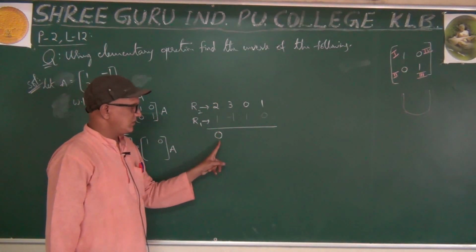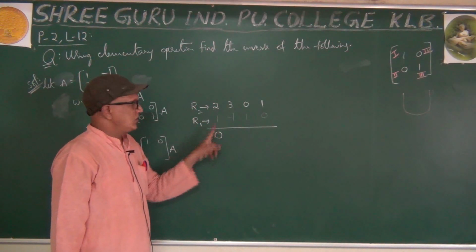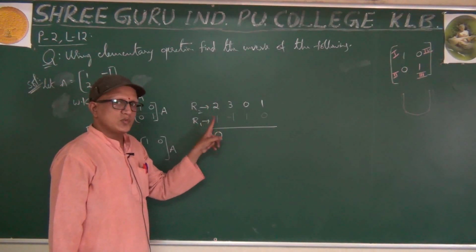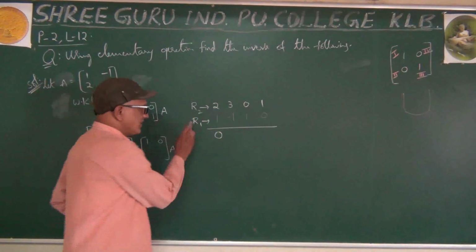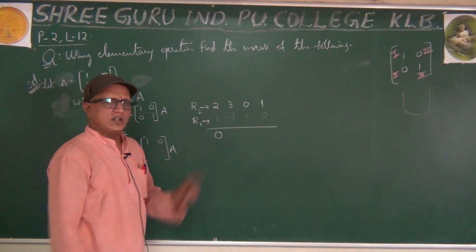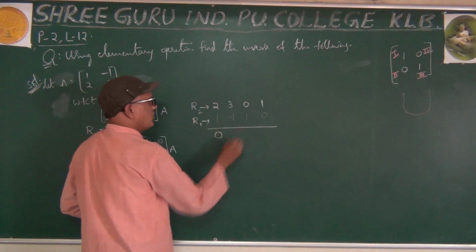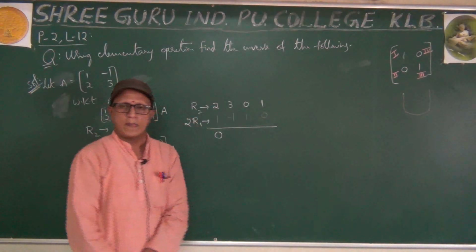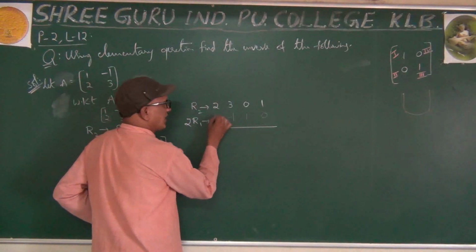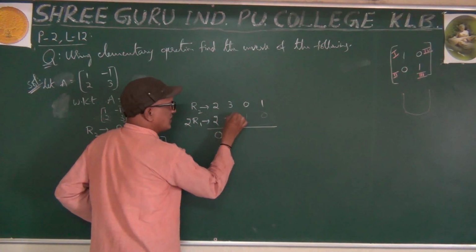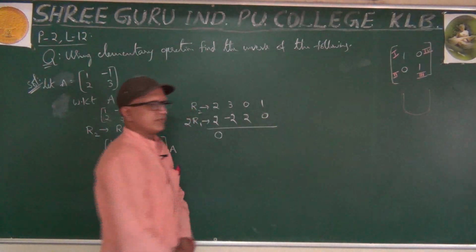2 plus 1. 2 minus 1. 2 minus 2. So here we need 2 in the first row. Here we need 2 means we have to multiply this first row with 2. If you multiply the first row with 2, then we get 2 here. 2 ones are 2. 2 into minus 1, minus 2. 2 into 1, 2. 2 into 0, 0.